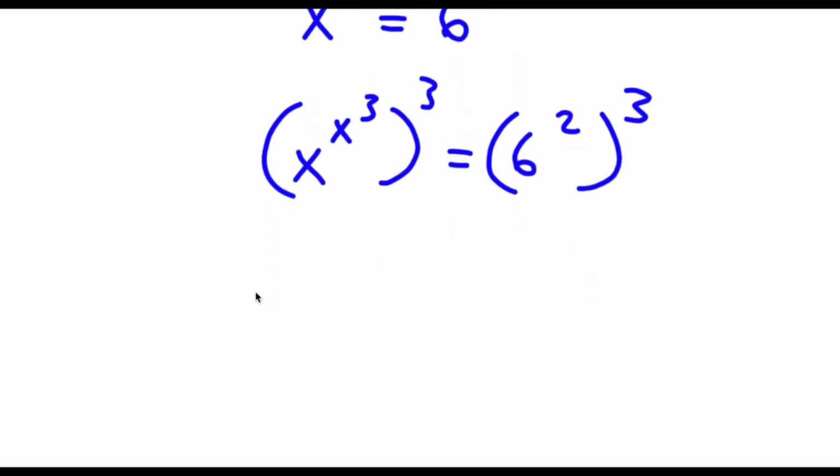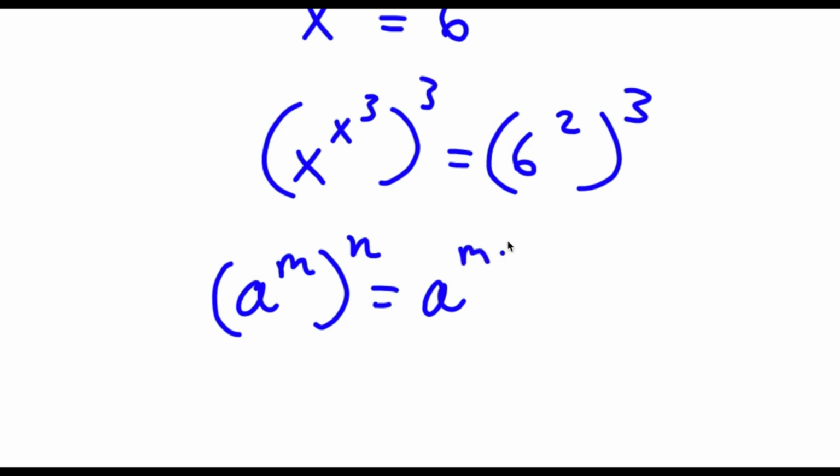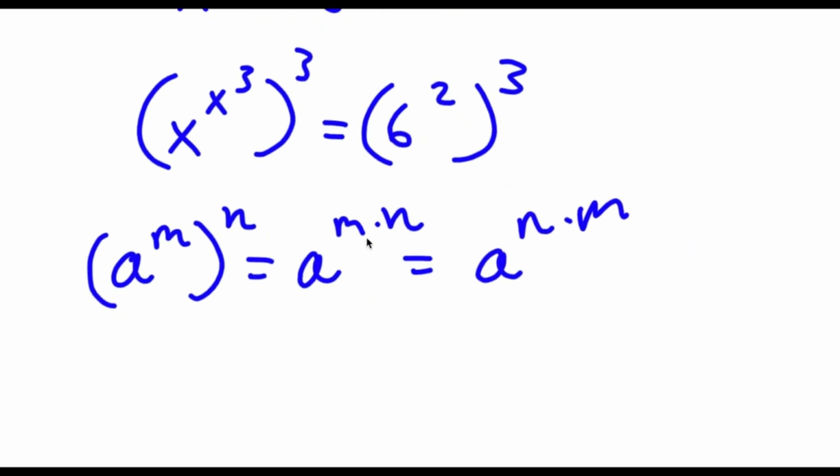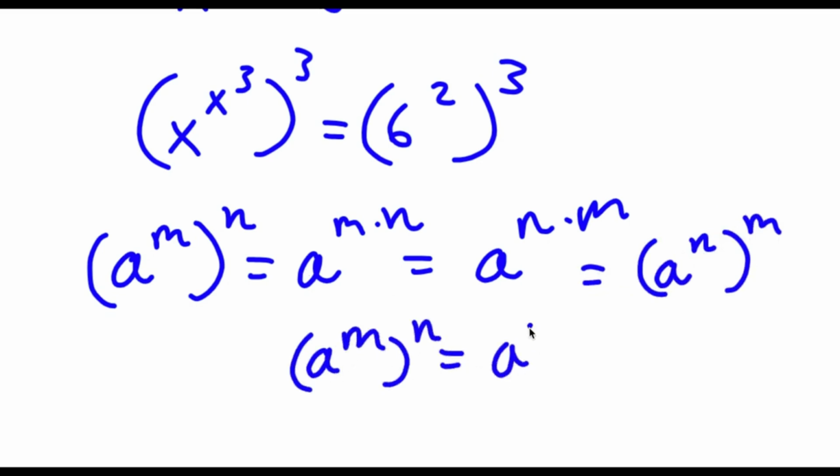Now, if I have something in the form a to the power of m to the power of n, this is the same thing as a to the power of m times n. And m and n are interchangeable, meaning this can also equal a to the power of n times m. And if a to the power of m times n is equal to a to the power of m to the power of n, then a to the power of n times m is equal to a to the power of n to the power of m. So in simple terms, a to the power of m to the power of n is equal to a to the power of n to the power of m.